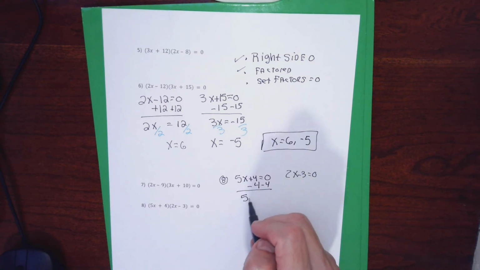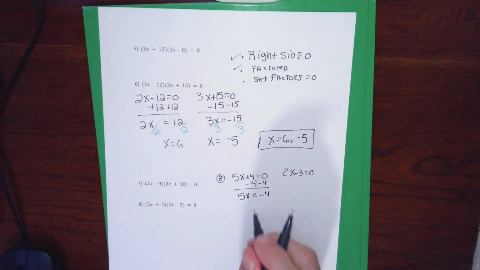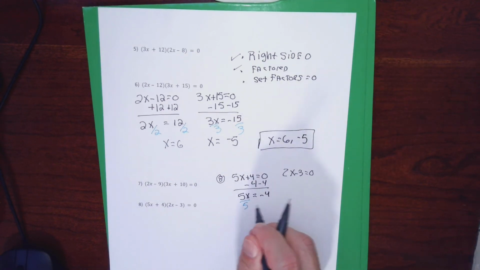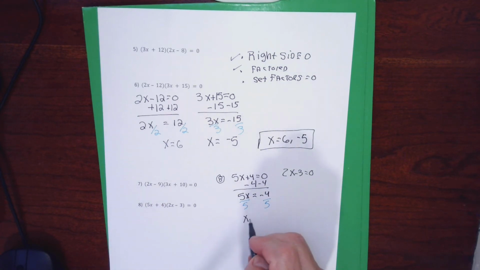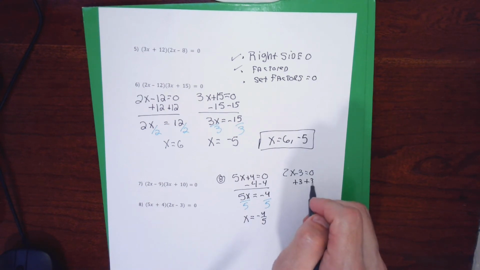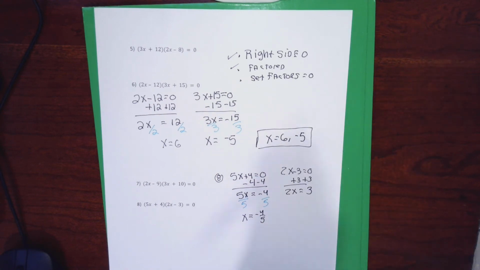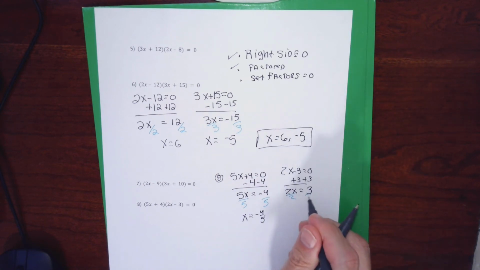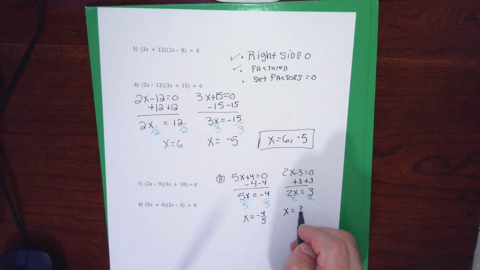The 5x plus 4 set equal to 0. I'll minus 4 from both sides and get 5x equals negative 4. And then I'll divide both sides by 5 and get x equal negative 4/5. The 2x minus 3, I'll add 3 to both sides and get 2x equals 3. And then I'll divide by 2, divide by 2, and get x equals 3/2.